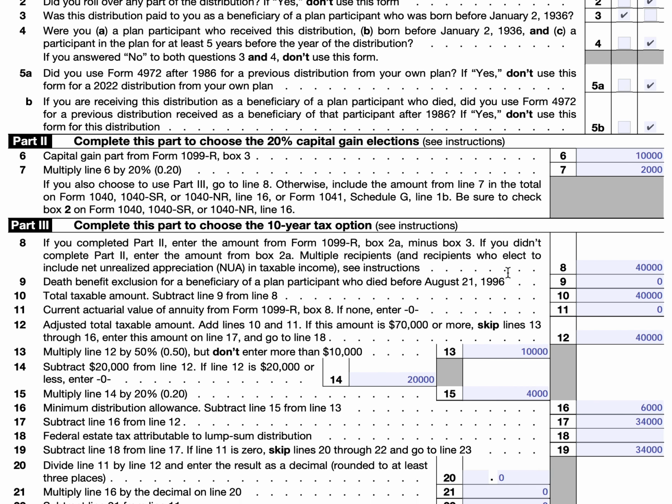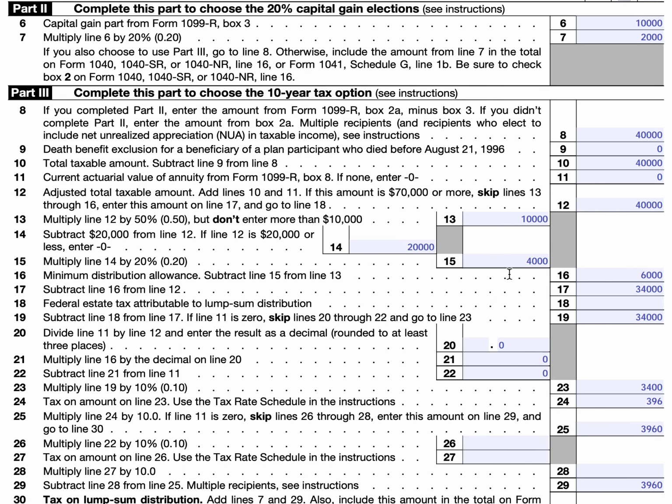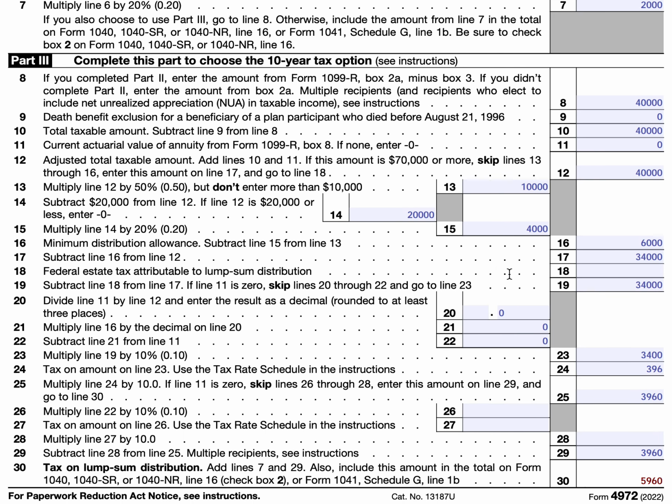We're going to go through part 3, and you can check the 10-year option. There's a couple of aspects to this.